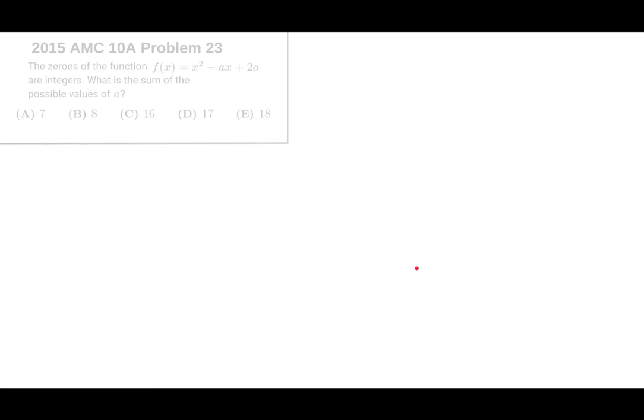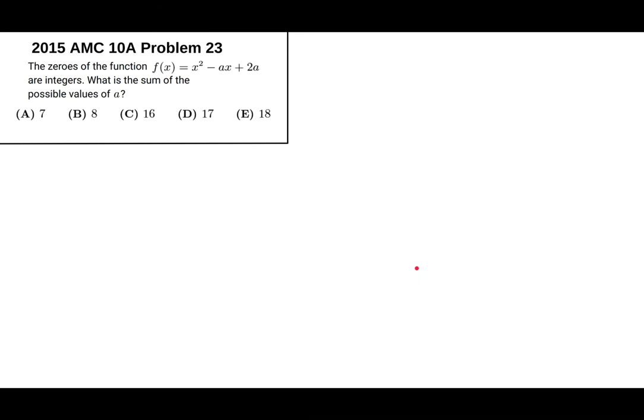Hi, today I'm going to be presenting 2015 AMC 10A problem number 23. The zeros of the function f(x) = x squared minus ax plus 2a are integers. What is the sum of all possible values of a? So the way we're going to solve this problem is, first of all, zeros is basically just roots.